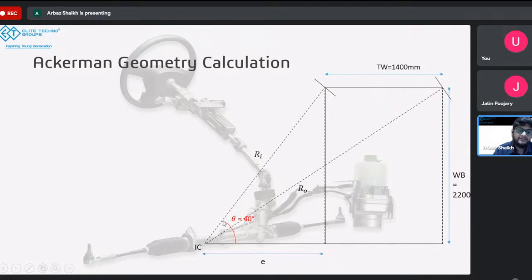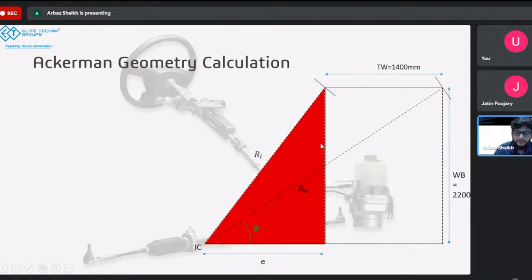Then comes the inside wheel turning angle, which in the previous slide I said that we are assuming to be 40 degrees, right? And then comes the outer wheel turning angle, which we'll call phi. We don't know what this angle will be, but we'll calculate these two things, the phi and the RO. So consider this red triangle over here. It is a right angle triangle, right? So we can use trigonometry.